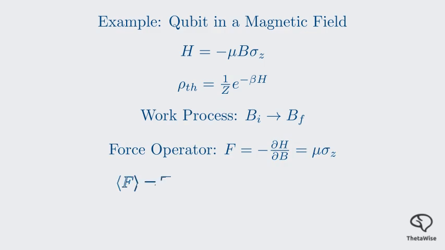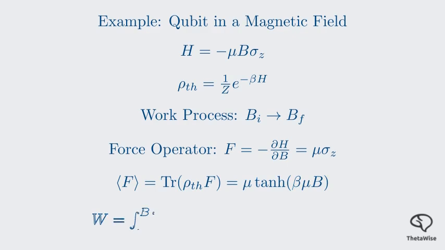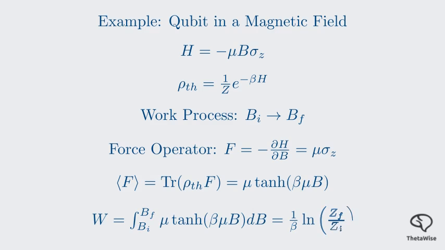The expectation value of the force is the trace of rho_th times F. This calculation gives us mu times the hyperbolic tangent of beta mu B. Integrating this from B_i to B_f gives us the work done. W equals 1 over beta times the natural log of the ratio of the partition functions at the final and initial states. This is a classic result for quasi-static work. This example shows how we can calculate work in a quantum system by changing an external parameter in a controlled way.